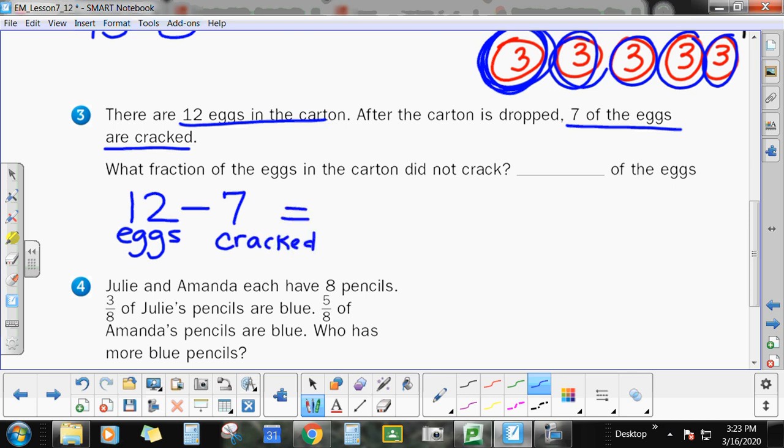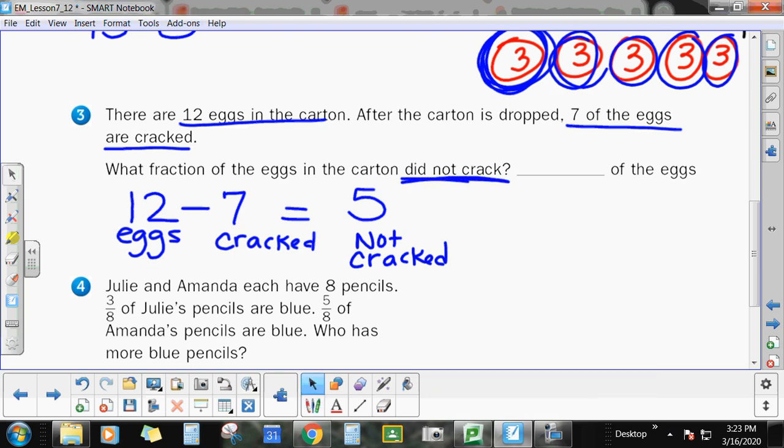And when I subtract that 7, then I've got my 5 eggs that are not cracked, or that are left. And the reason I'm going ahead and labeling that is then I'm going to go back and read my question. What fraction of the eggs in the carton did not crack?